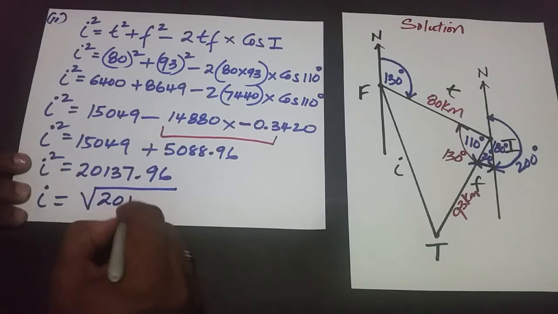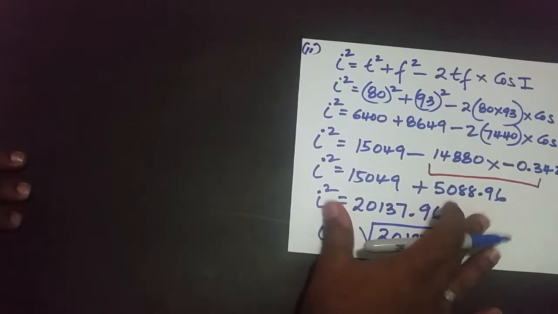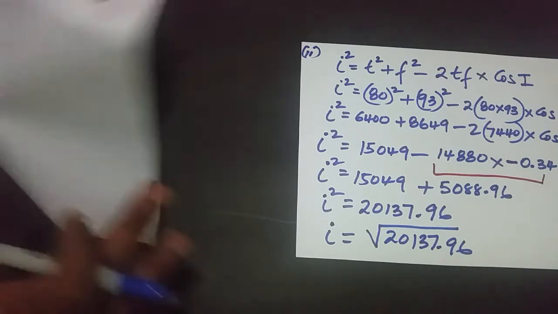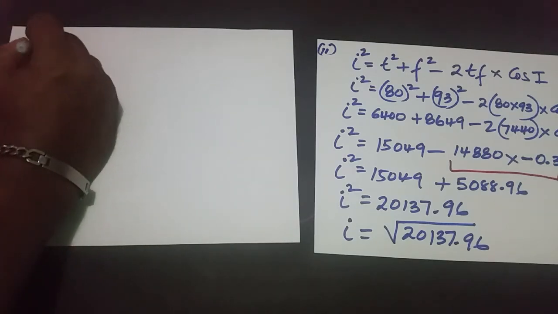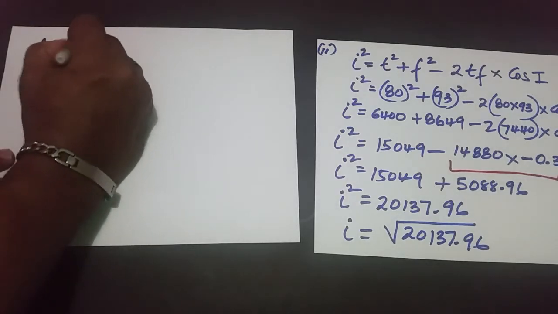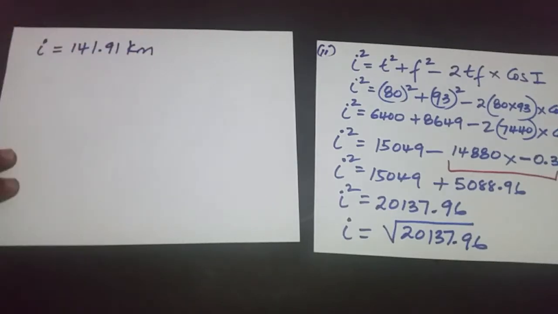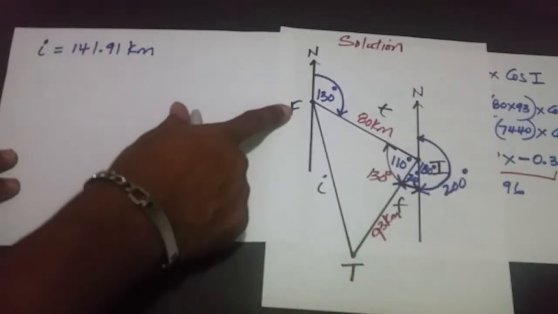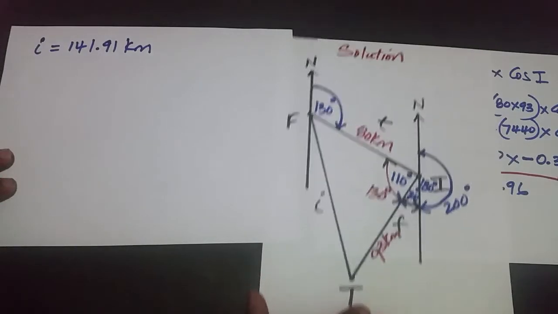And of course, i, which is the distance from France to Tunisia, is going to be equal to the square root of 20,137.96. And we need to find the square root of that. Okay. So square root of that figure is what i is equal to, and that is 141.9, rounding off to two decimal places, kilometers. So this is actually what i is equal to, and remember that i represents the distance from F to T, which is France to Tunisia, and therefore that is the answer that we're looking for.